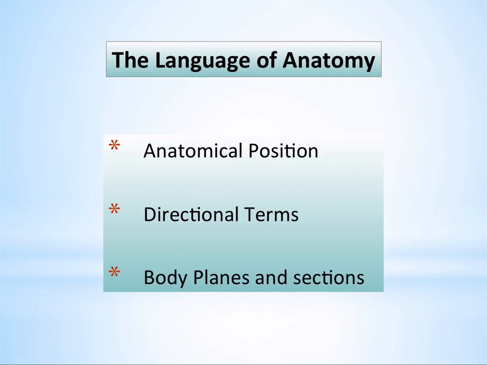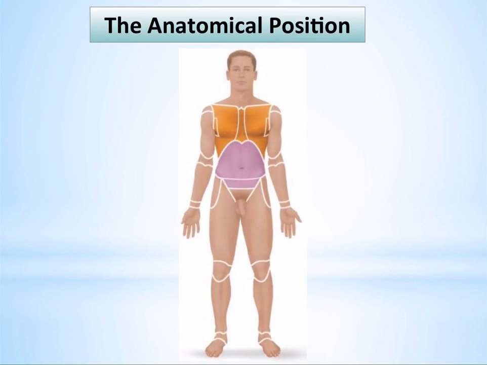Now there's some anatomical terms that we need to understand. Anatomy has its own language, and in particular relates to the anatomical position, to directional terms, and to body planes and sections. So the first is the anatomical position, and this is the position with the person standing facing us, with their feet flat on the floor and their palms facing towards us. Now the reason that that's important is that's a standard position which we can then use to describe the relationship of body parts to each other.